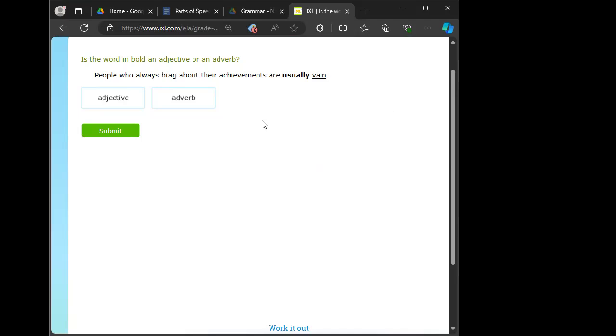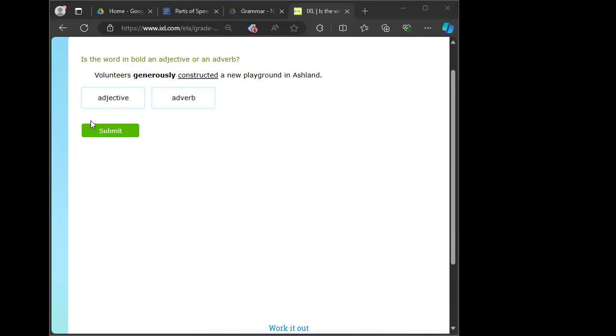Usually is the adverb. Rough is the adverb. Is fabric a noun? A thing? Yes, ma'am. Then that means that it's an adjective. Rough is an adjective. Generously constructed. Generously is the adverb. Works well. Well is the adverb.